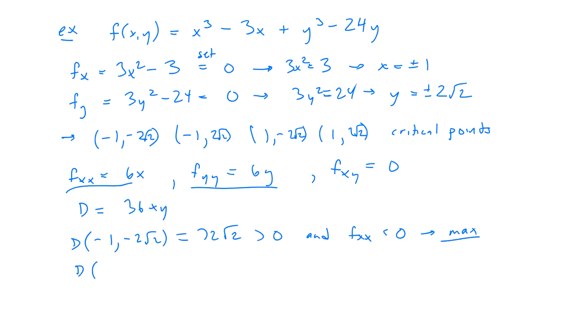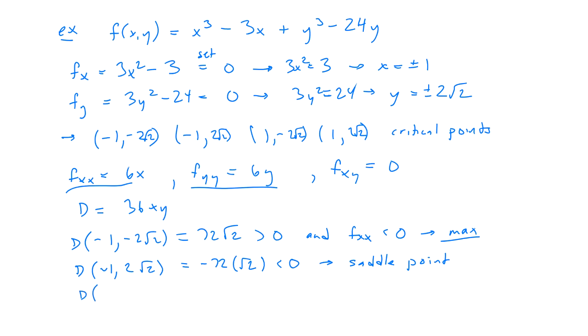So if I do negative 1 and positive 2 square root of 2, then now I'm going to get negative this. And that's because one of the seconds is positive and one is negative. And that's telling me it's a saddle point. So in one direction it's a minimum, in one direction it's a maximum. So I'm at a saddle point. And then the other two are just similar.